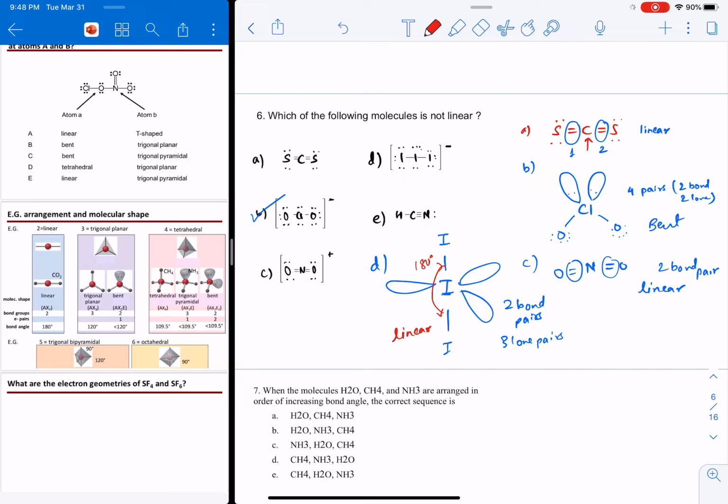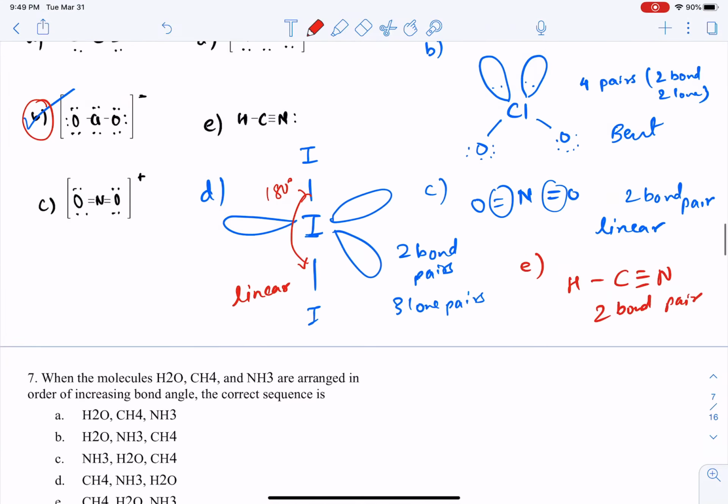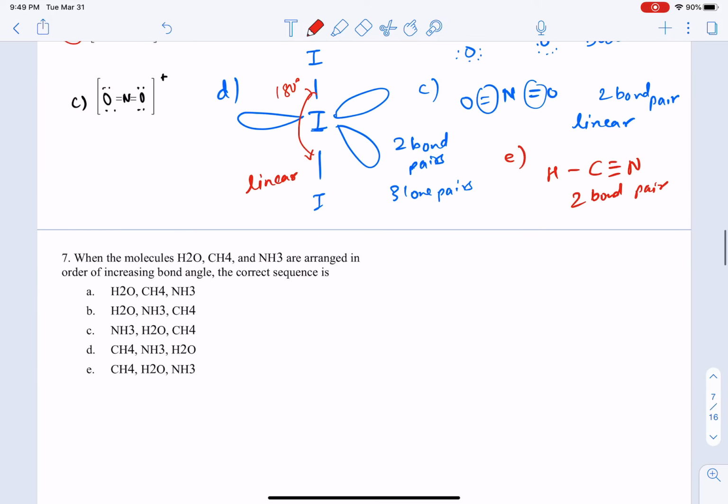Okay, now checking for HCN, again H, C, N, and no lone pairs, so just 2 bond pairs, so it will be directly linear. So our answer is definitely B. Now going to the next question.